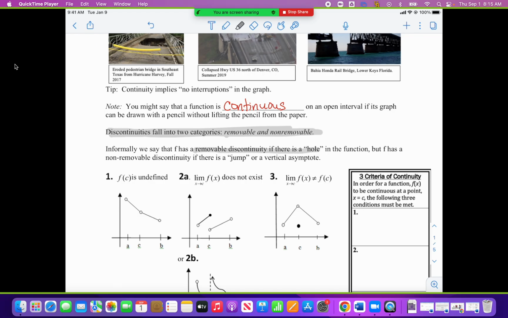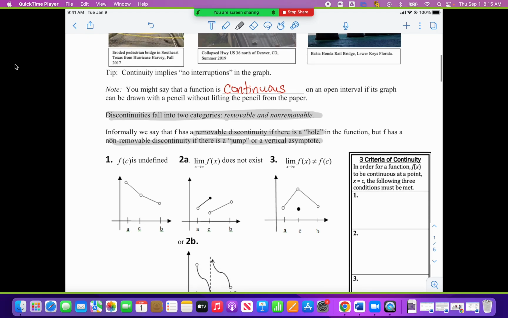So let's do a little bit of highlighting here. Removable discontinuities are holes. It's like if you plug the hole in, then you have made it continuous. If you're unable to plug a hole in to fill it, like an asymptote or a jump, then it's non-removable.